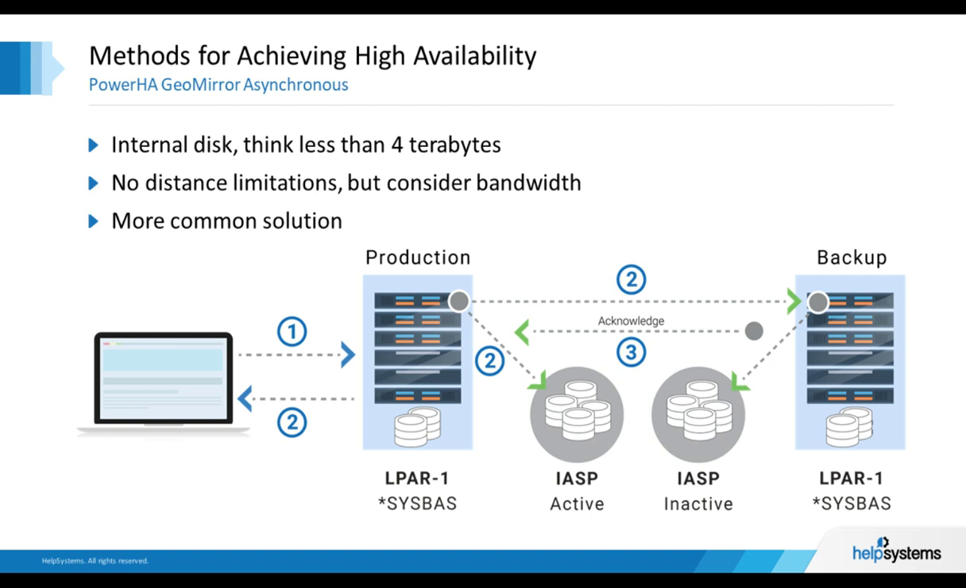Okay, but GeoMirror asynchronous is very common for the small to medium business, less than 1, maybe 2 terabytes. It's really the way to go. It's easiest to manage. It's the most cost-effective way to go.